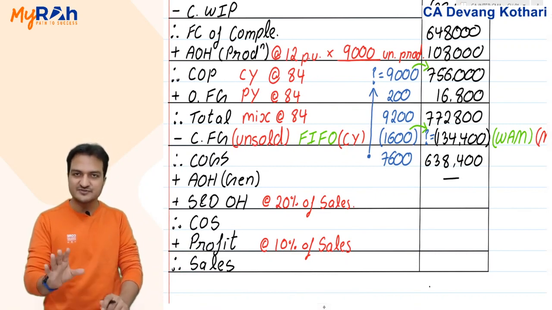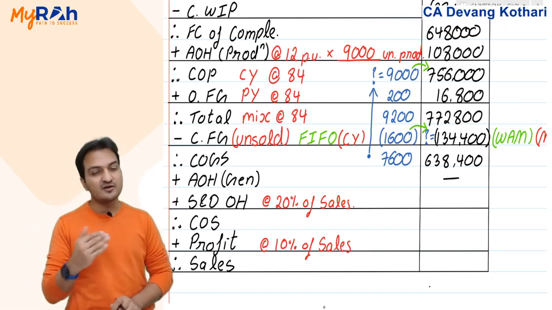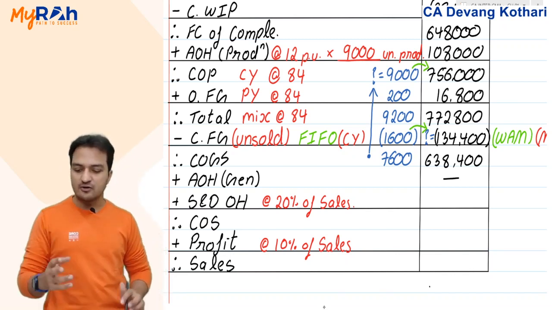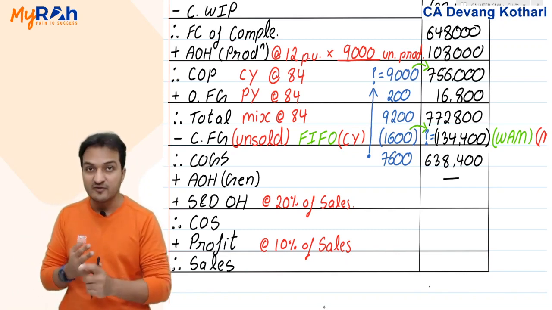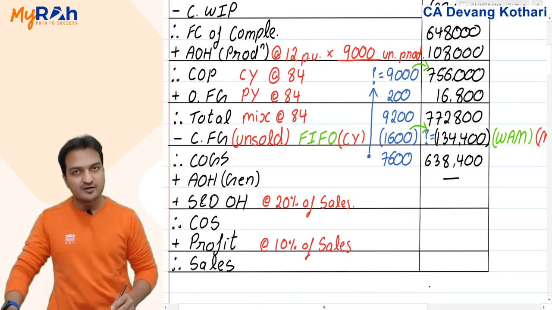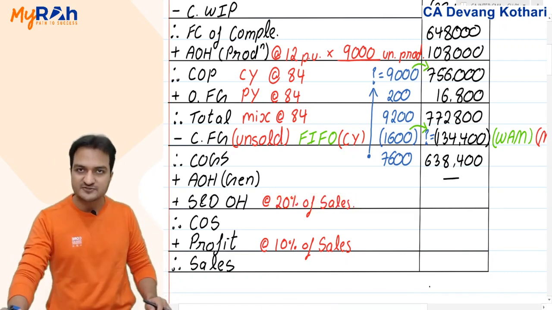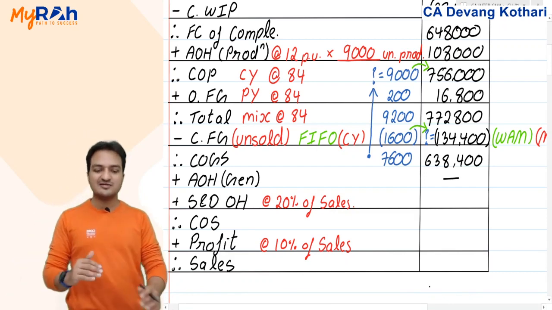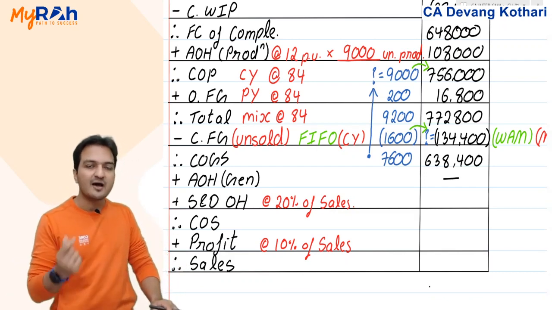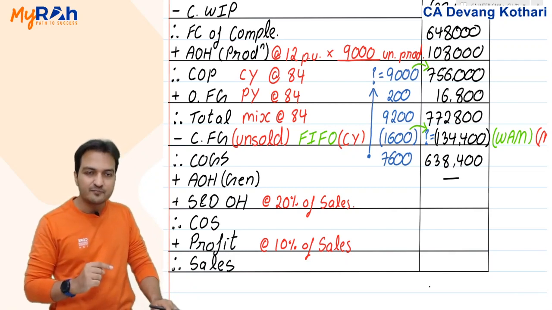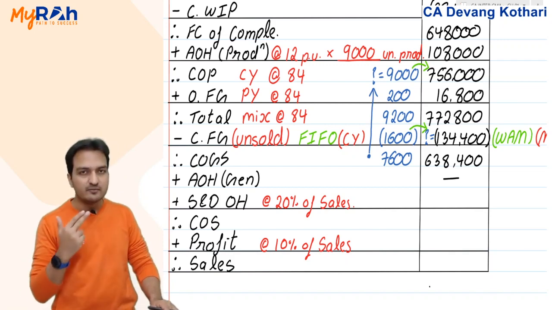For my sessions, I will consider whatever you did before your IPCC level, before your intermediate level, as your childhood. Maybe it is school, or maybe it is your college, or maybe it is your CPT level. In your childhood, you might have learnt methods that 20% of sales means some other percentage of cost. You have learnt the methods of converting percentage of sales into percentage of cost. But I told you in my last session that I don't want you to follow that percentage conversion method.